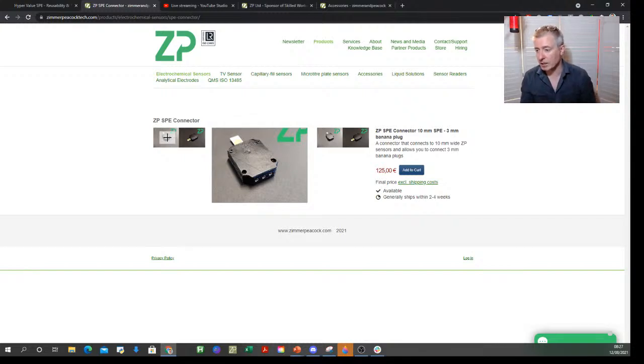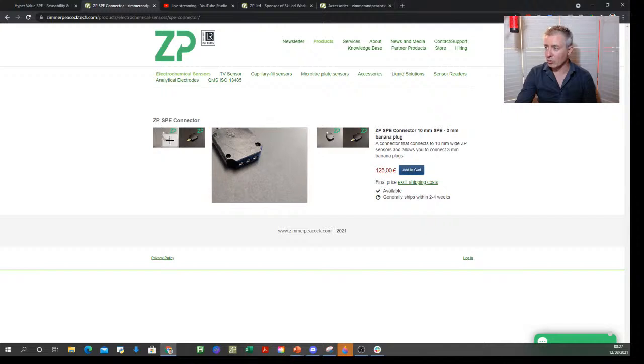Don't make electrical connection by using crocodile clips. It's going to give you a really bad signal, very inconsistent. You're going to have to use a decent connector. I mean, we've got one. If your potentiostat has banana plugs, then you should use this connector, but don't use crocodile clips.